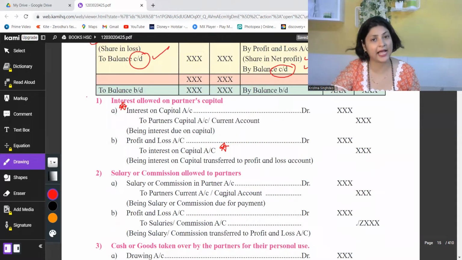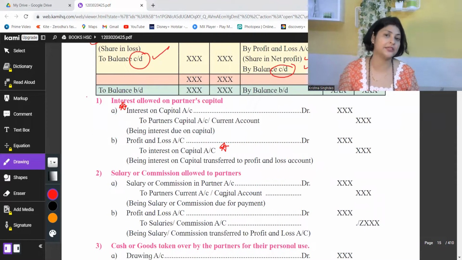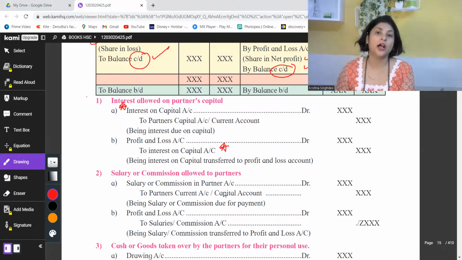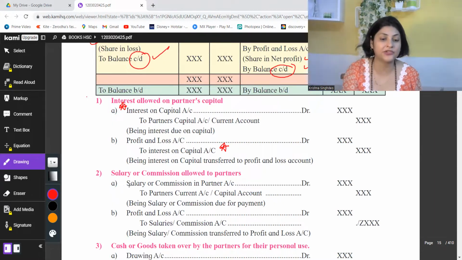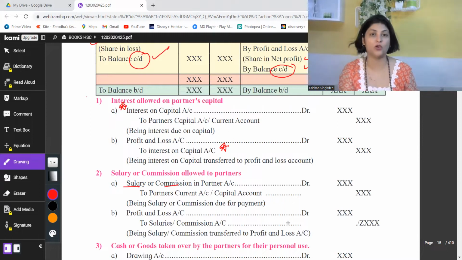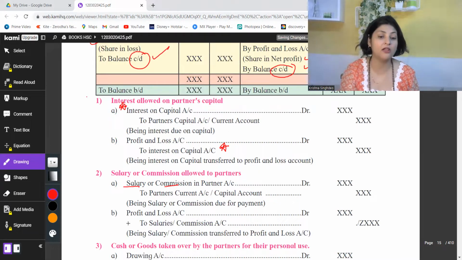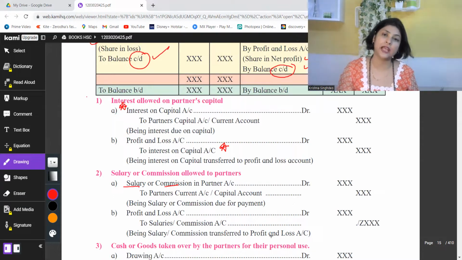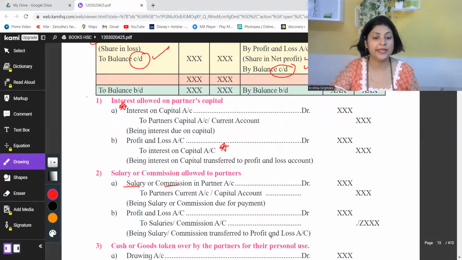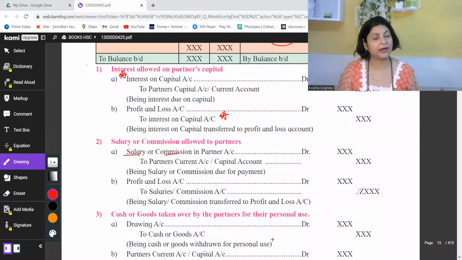Next entry, if any salary, commission or any other remuneration is given to the partner, what is going to be the entry? Again, there will be two entries. First entry is salary or commission account debit to the partner's current account or capital account, and in the second entry, the salary or commission account will be closed by transferring it to profit and loss account. So you can see profit and loss account debit to salaries and commission. Means whatever account we open, either it is interest on capital or salary account or commission account, it has to be closed also. Next is cash or goods taken by the partner, means drawings.